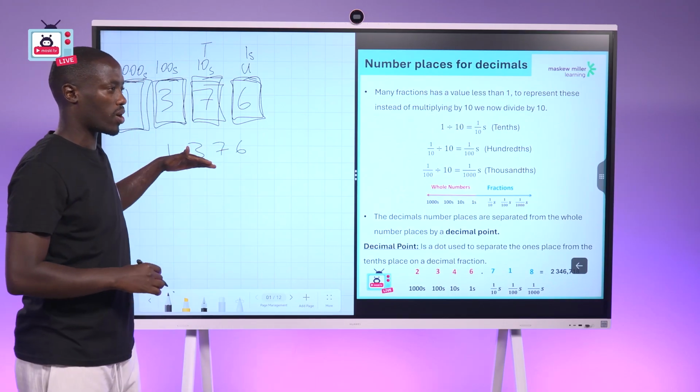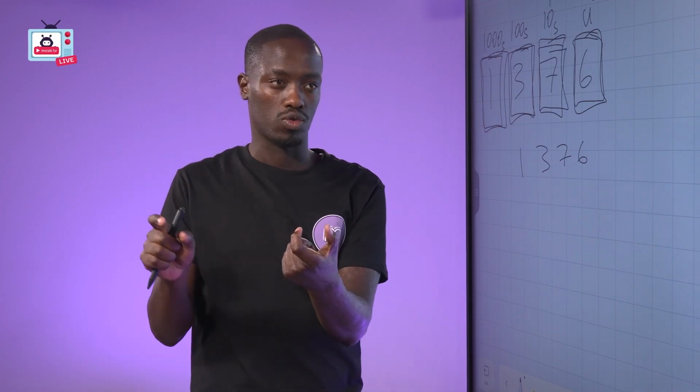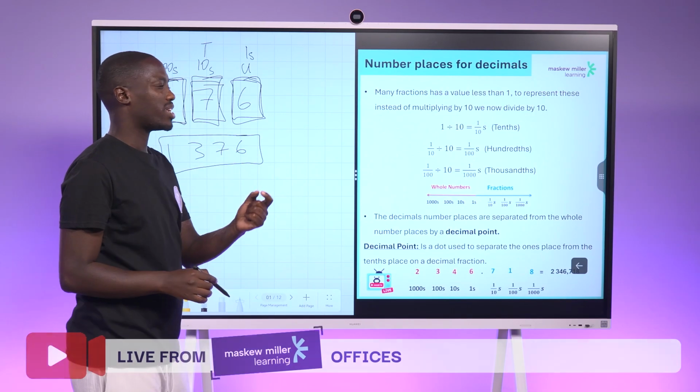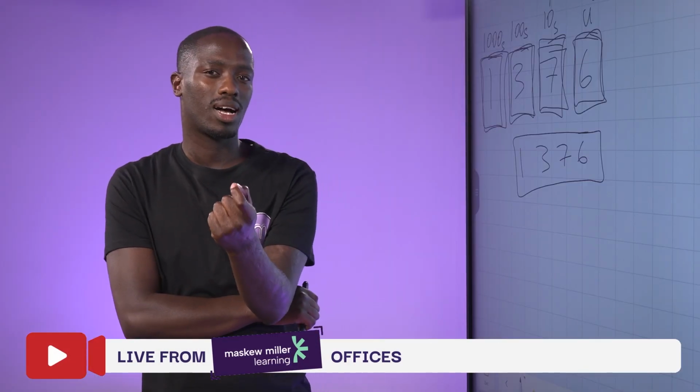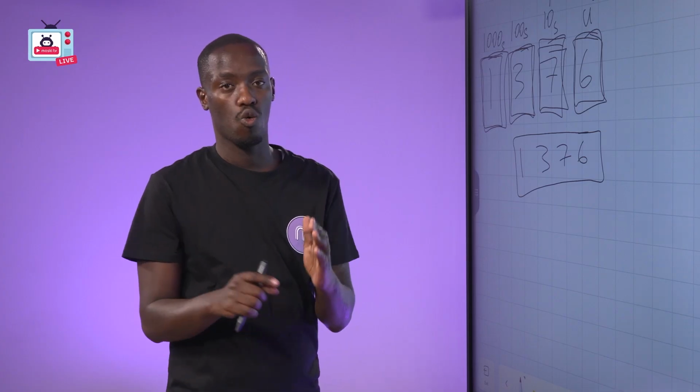That was a whole number, right? Remember, whole numbers are all the positive whole numbers, including 0, when you are counting. Now, this was a whole number. Now, I'm telling you that decimal numbers are numbers that are used to represent numbers that are smaller than 1.